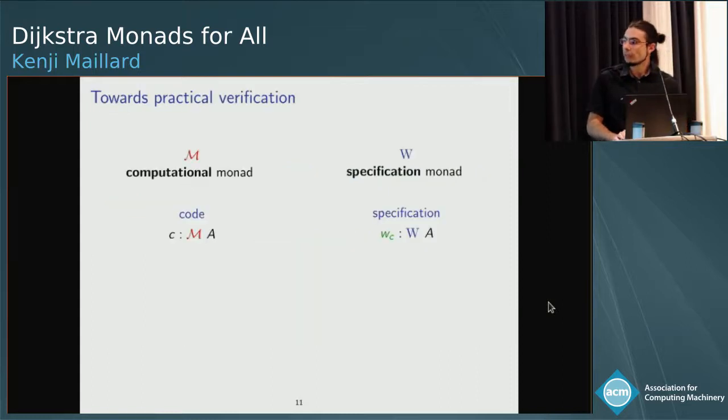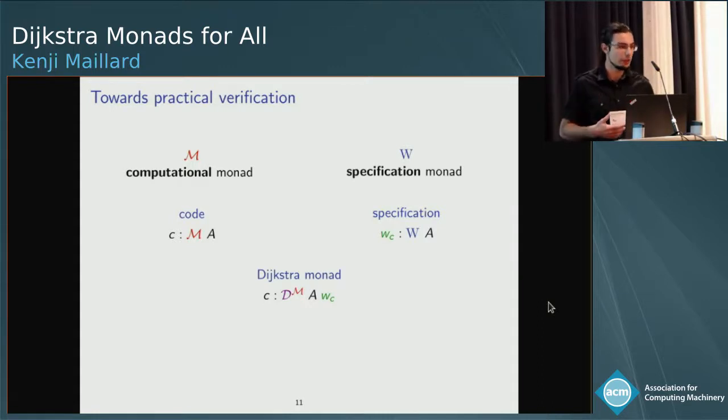So now that we have examples of specification monads and computational monads, we would like to do practical verification with them. The way that we will do this is using Dijkstra monads. So what is a Dijkstra monad? It's a way to connect together the computational monad and the specification monad by indexing the computational monad with a specification, meaning that my type D of A at specification W captures exactly the computations that satisfy the specification W.